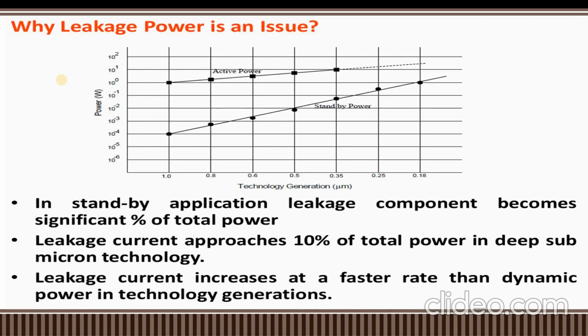And leakage power is an important issue when compared to dynamic power. Why? Because leakage current increases significantly. Leakage current increases at a faster rate than dynamic power. We can see this from this diagram. So leakage power is more important, and it can increase rapidly compared to the dynamic power. That's why there is an immediate requirement to reduce the leakage power in the devices, to enhance the performance and reliability of the device.